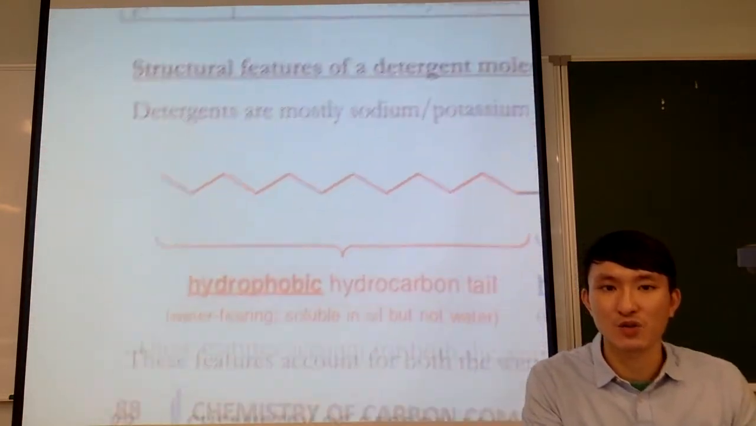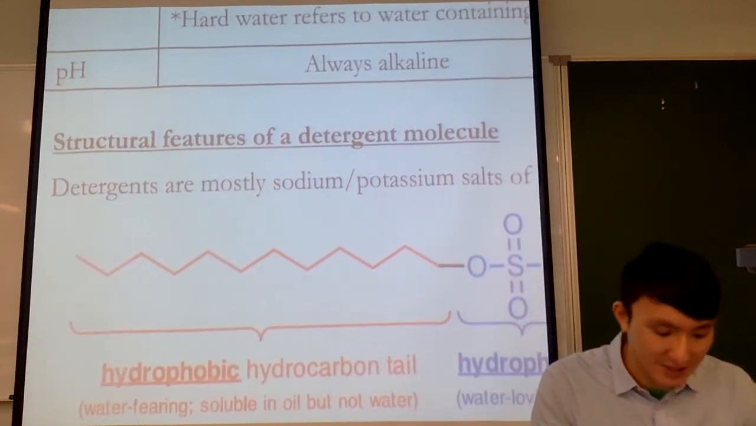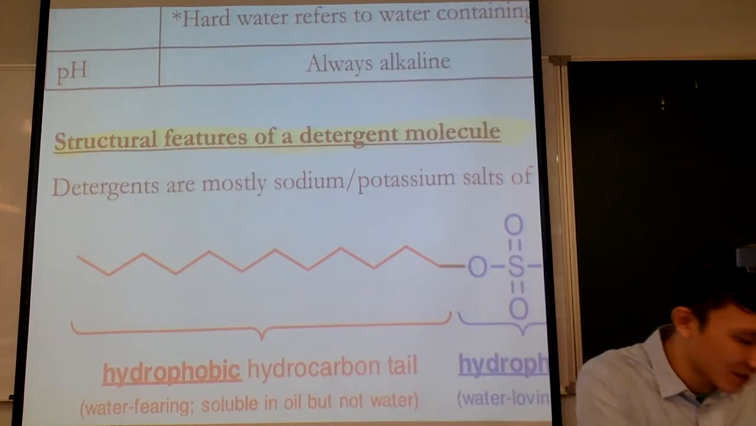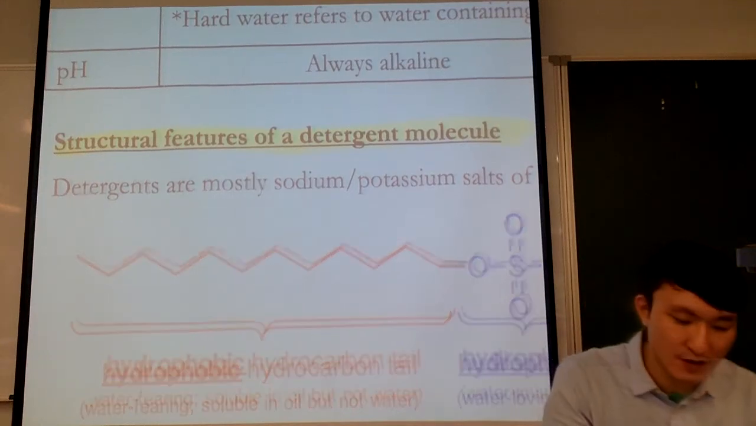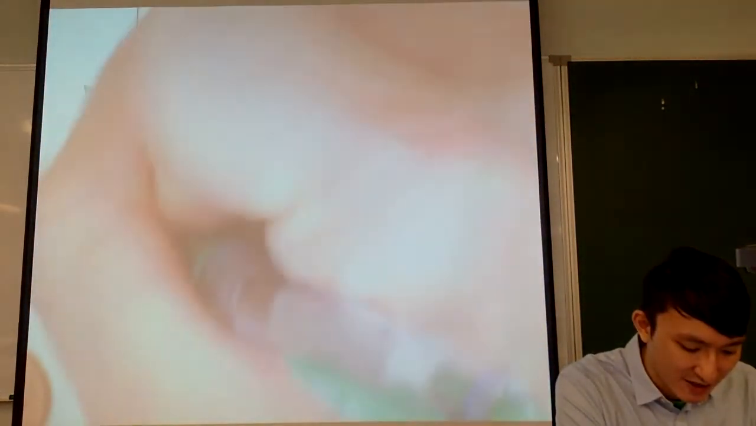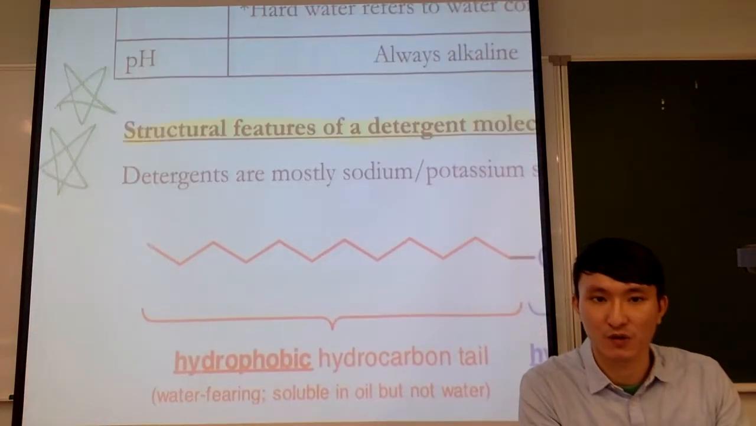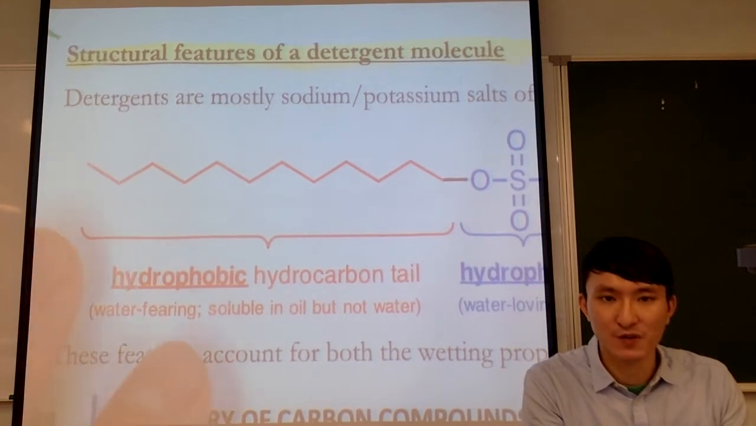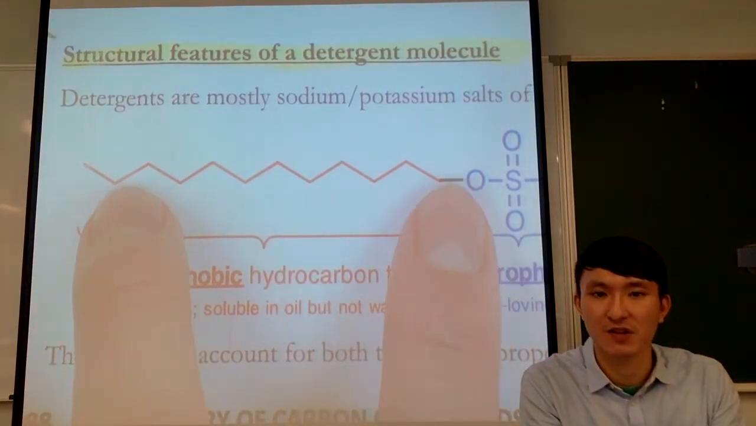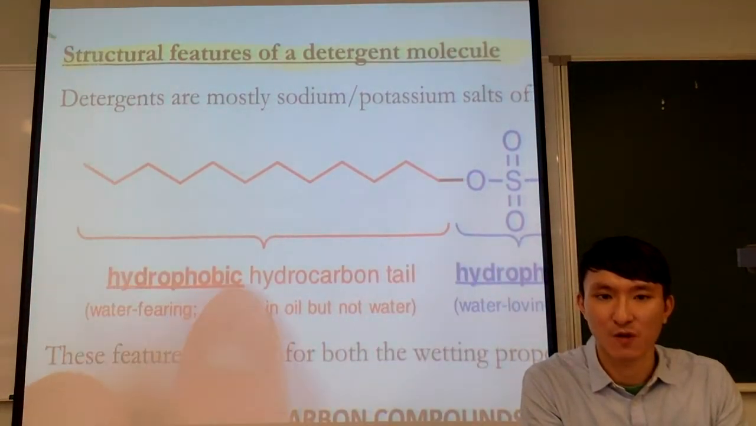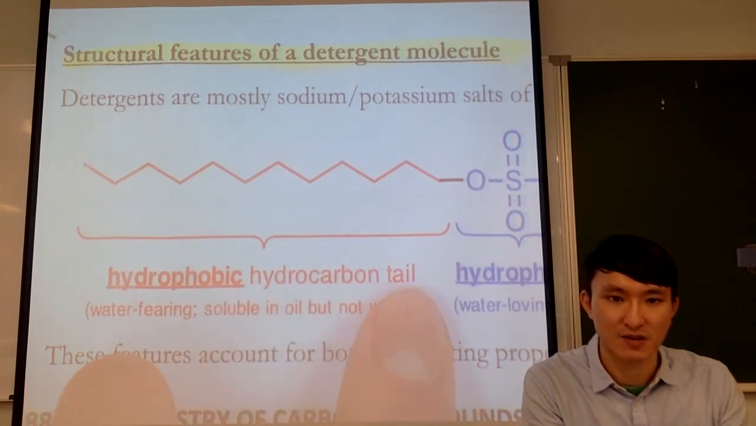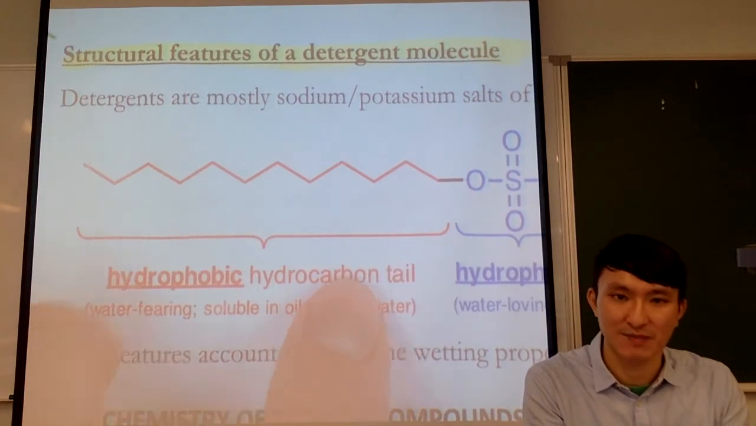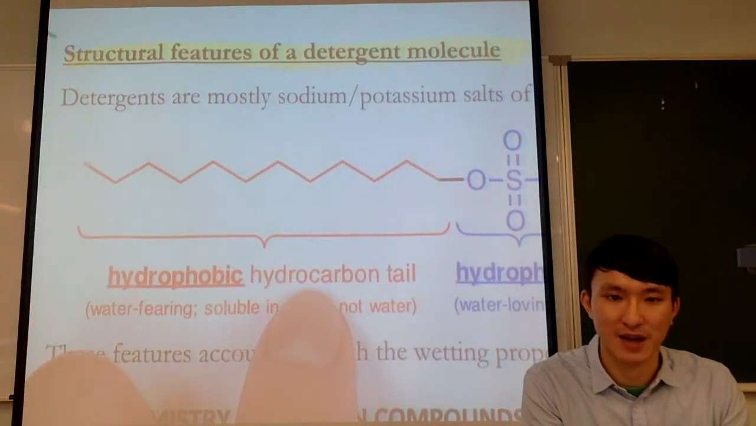Now, this part, structural features of a detergent molecule, please highlight it, very important. If the past paper is going to ask about detergent, it is going to ask about the structural features. So bear in mind, very important. So first of all, you have this long tail. We call it hydrophobic hydrocarbon tail. Okay? Now, hydrocarbon tail, you will understand because it looks like a tail and then it is made by hydrocarbon.